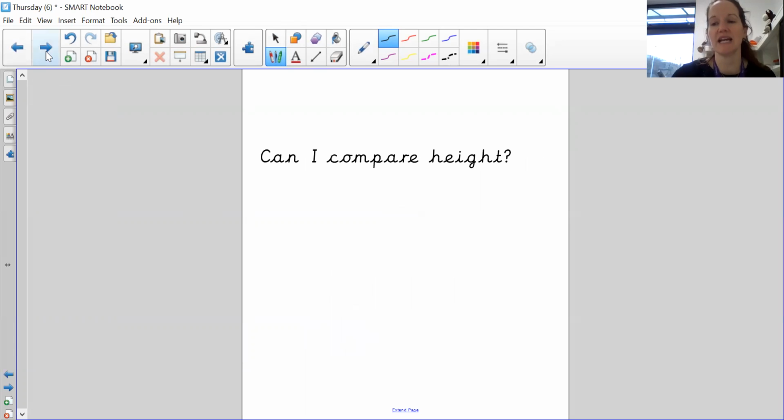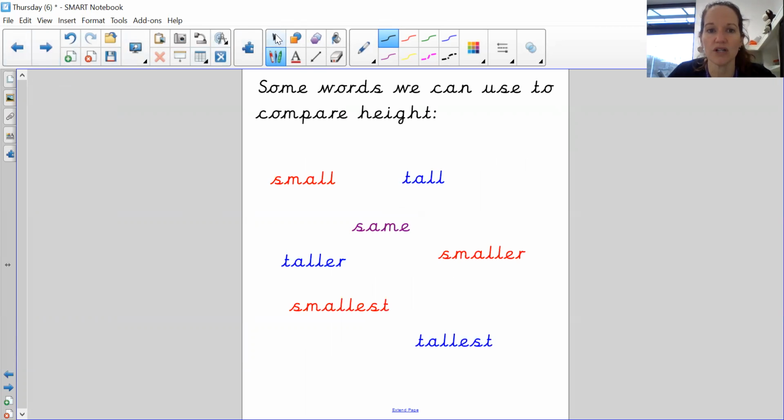So our objective today is, can I compare height? Yesterday we did length and how long or how short something was. Today we're going to do height. Oh, let's have a look. So here are some words.